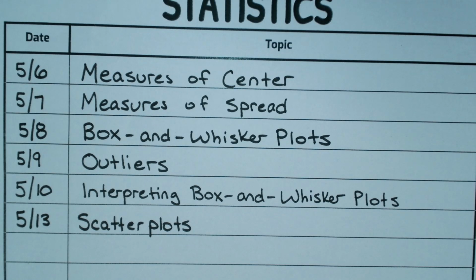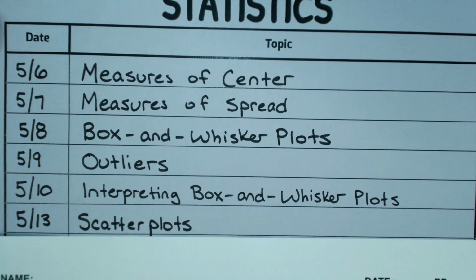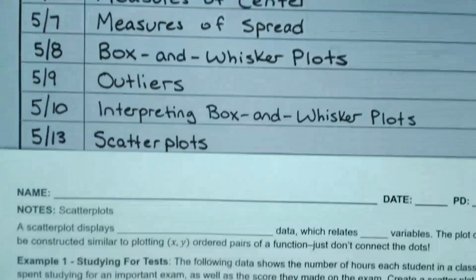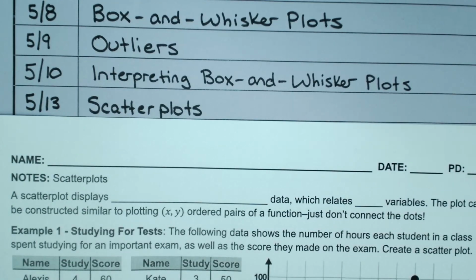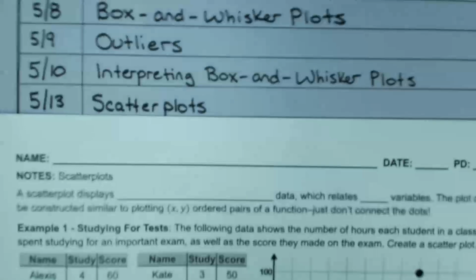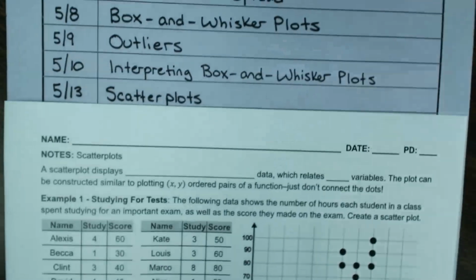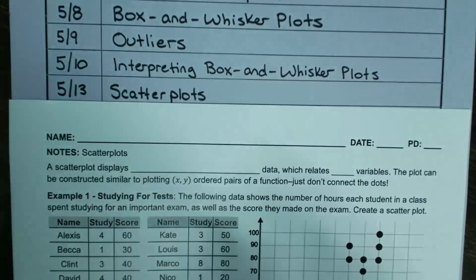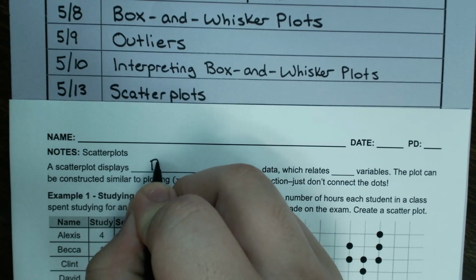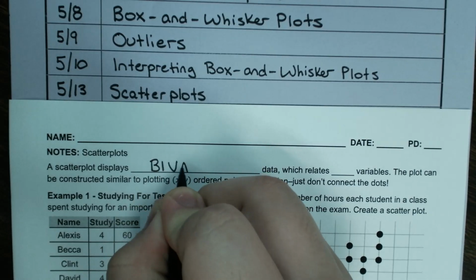So today we are talking about scatterplots. And the goal of scatterplots is still to summarize data visually. But here, the type of data that we're summarizing is called bivariate data. B-I-V-A-R-I-A-T-E.